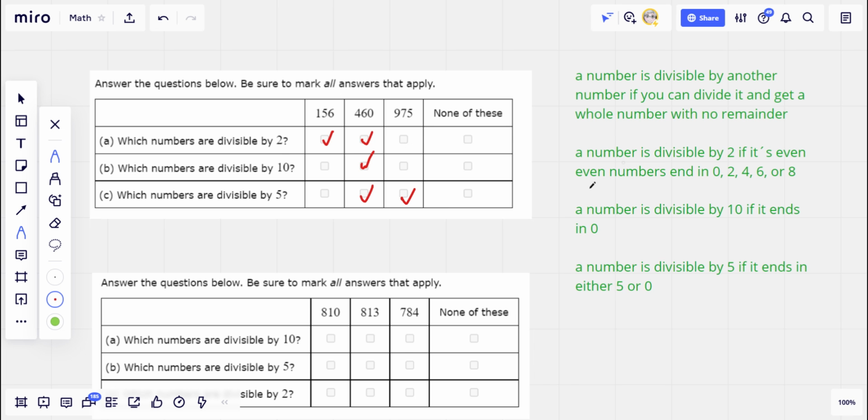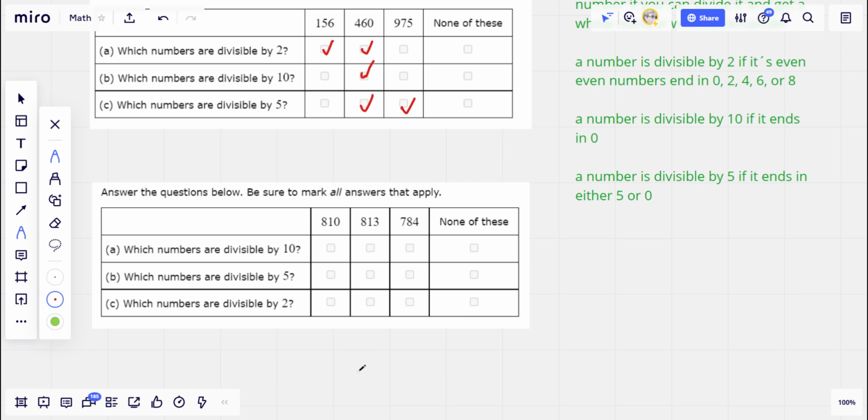Let's do one more set just for practice. So 810, is that divisible by 10? Well, yeah, it ends in a 0. But 813 and 784, no.